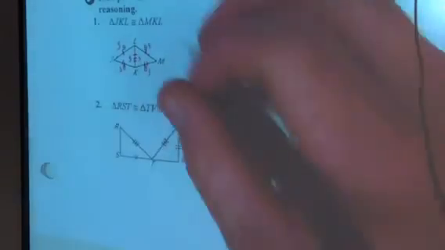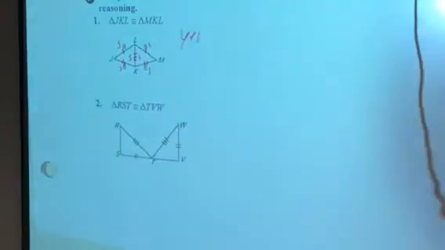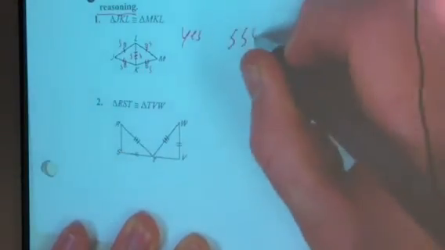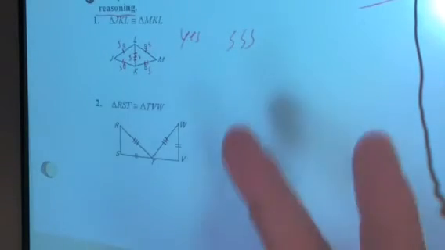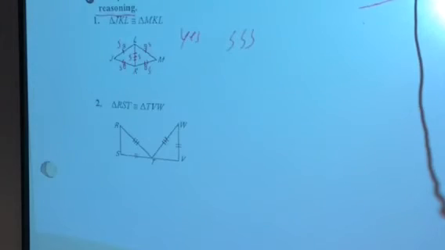So that is yes. Your reasoning is the theorem you use, so that would be side, side, side. So later down the road, you'll be asked the same question. If you say yes, you'll have to choose between 5 theorems, and not just side, side, side. That's the only one we're going to worry about today.